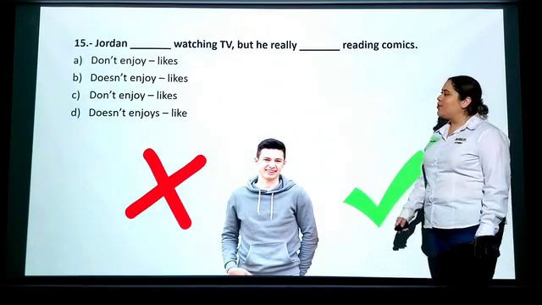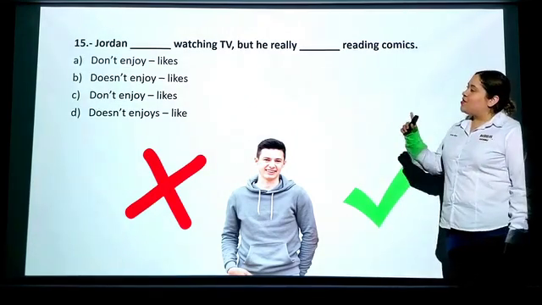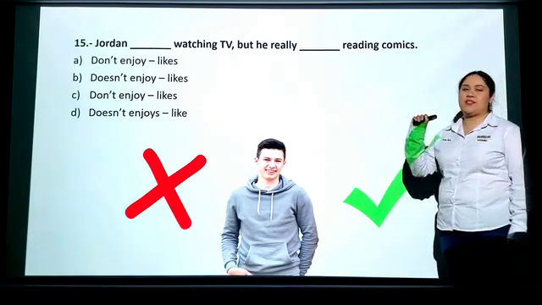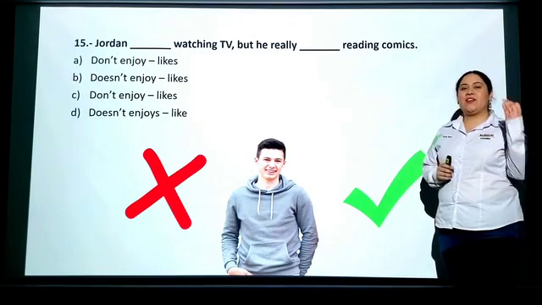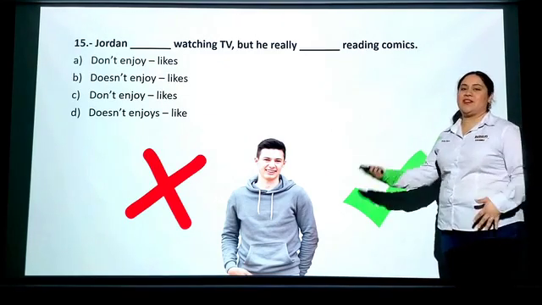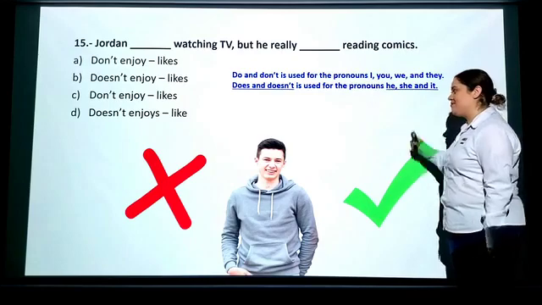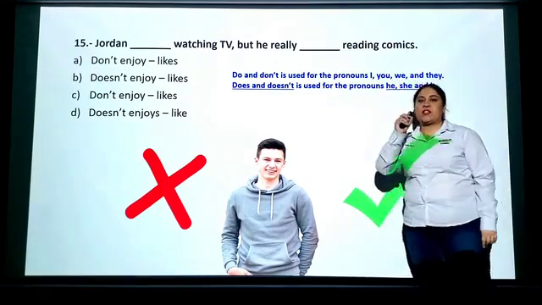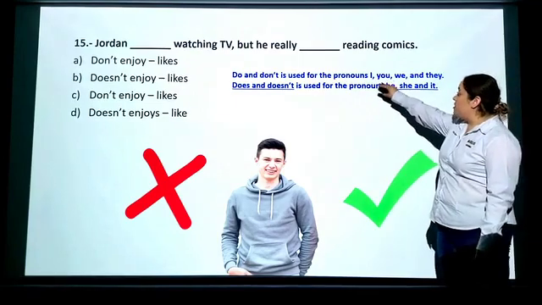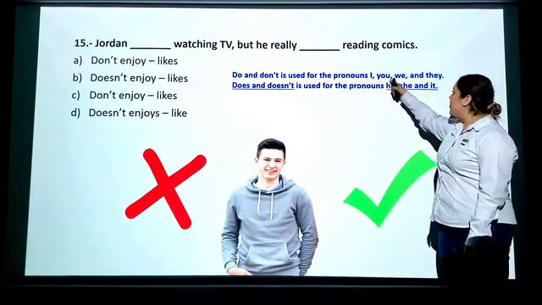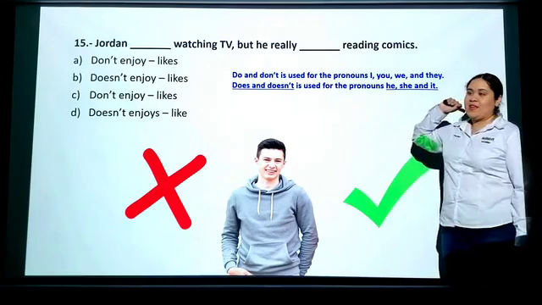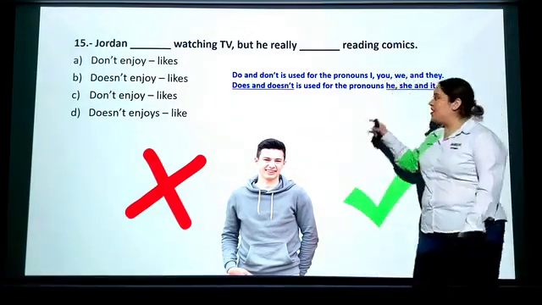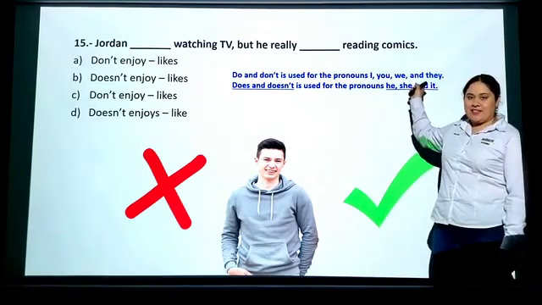Okay, moving on. Don't enjoy, doesn't enjoy. It seems like we are using don't and doesn't. Let's see. We use don't and we also use do exclusively for these people: I, you, we, and they. And we use does and doesn't for he, she, and it.